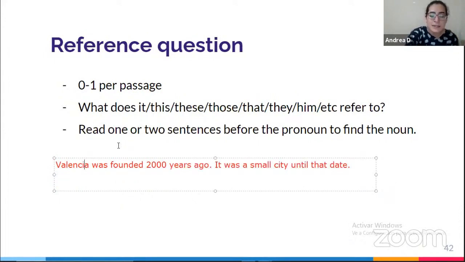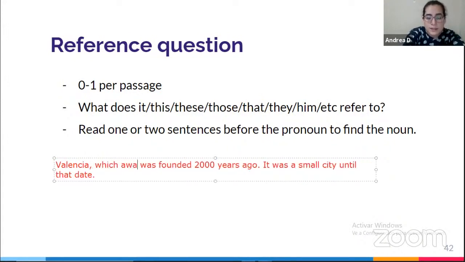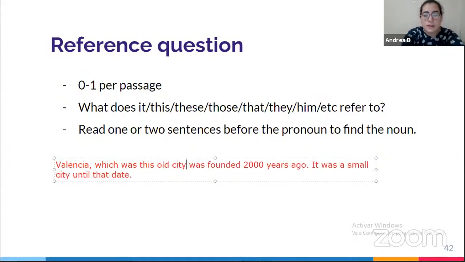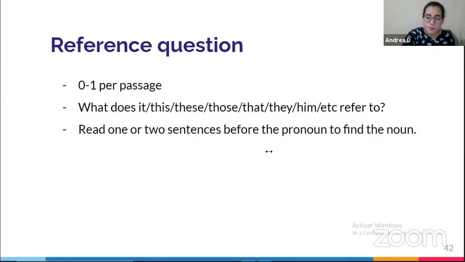Now, of course, they can make it a bit larger. They could say something like Valencia, which was this old beautiful city, blah, blah, blah, was founded 2,000 years ago. It was a small city until that date. It will be the same thing. What is it referring to? You have to say Valencia. So maybe they're gonna add something to make it a bit harder, but believe me, I think that you're gonna be able to get through this without hesitation.